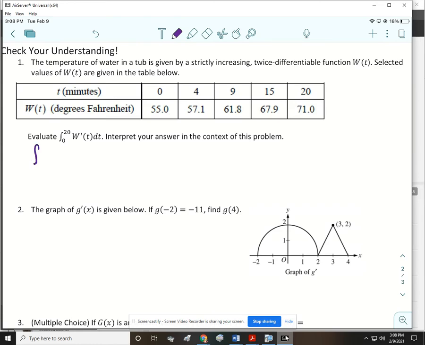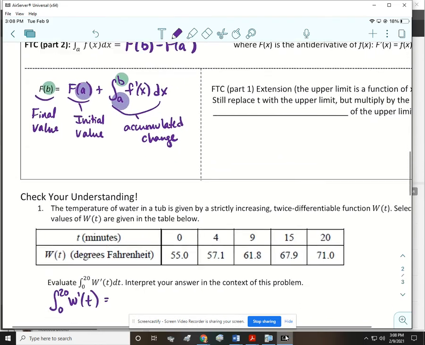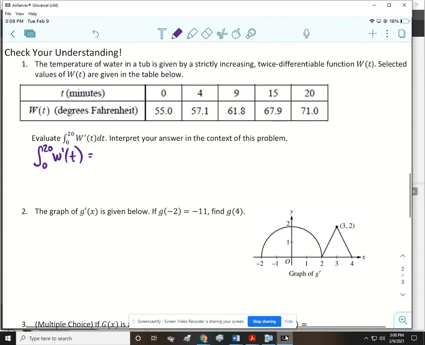All right, so we're going to use that fundamental theorem of calculus, part 2. So what we would do is w of 20 minus w of 0. Right, w of 20 is 71, w of 0 is 55, so that's going to be 16. Now we need to talk about the units. This is 16 degrees Fahrenheit.